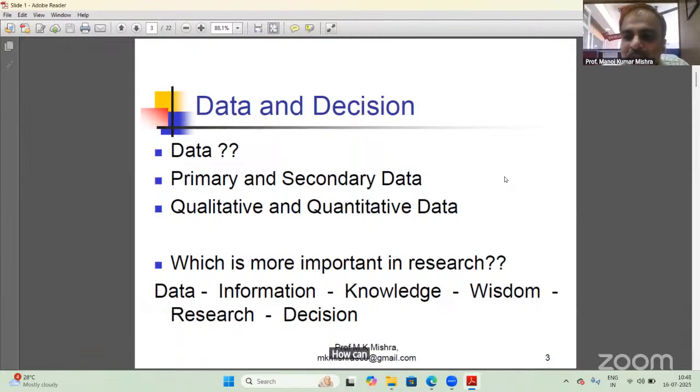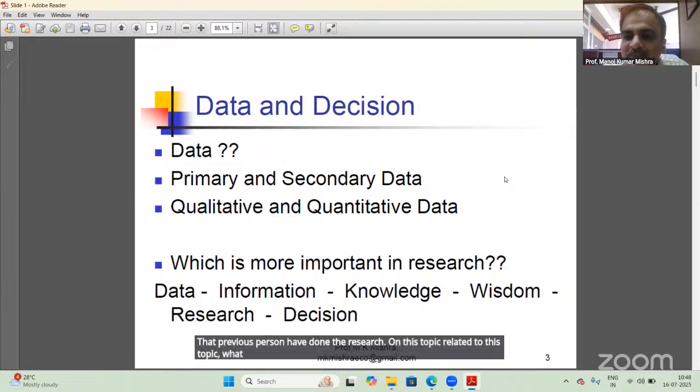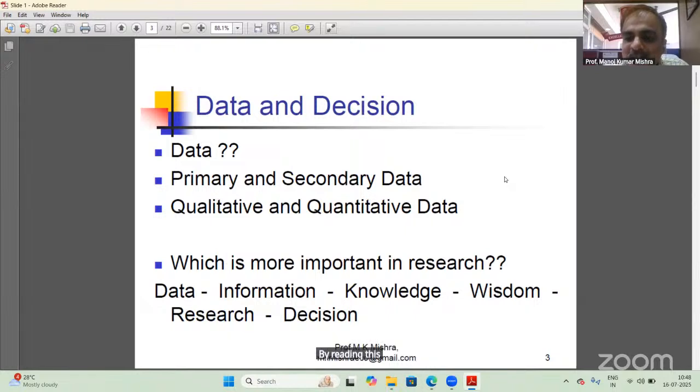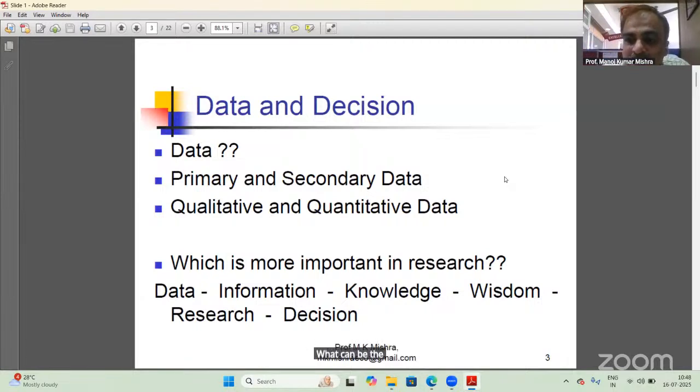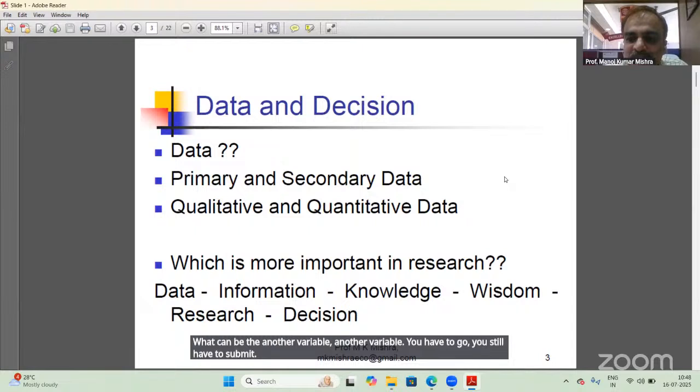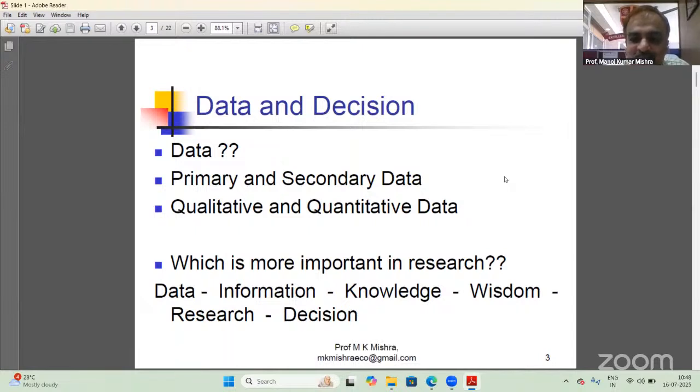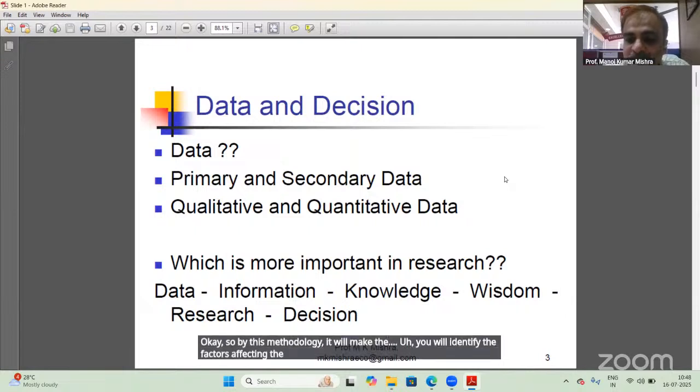What can help you? You read the literature review, where previous people have done research related to this topic, and see what variables they have taken. By reading this, you can get the idea, and by your own mind, for this particular place, what can be the other variables? You have to select these. Okay. So by this methodology, you will identify the factors affecting the investment.